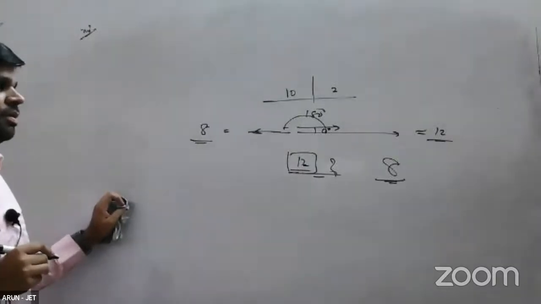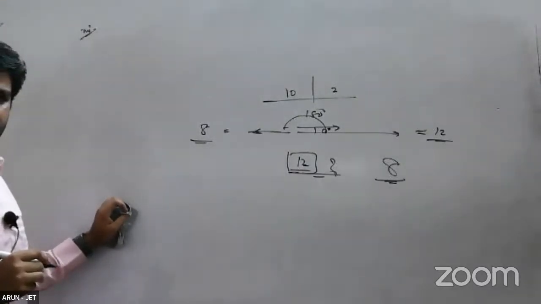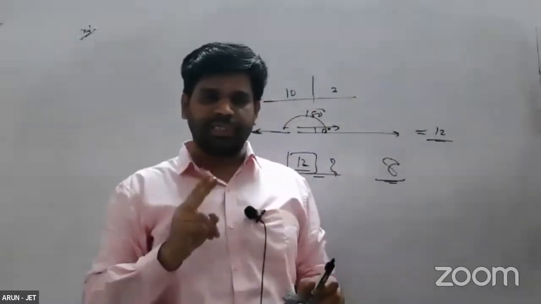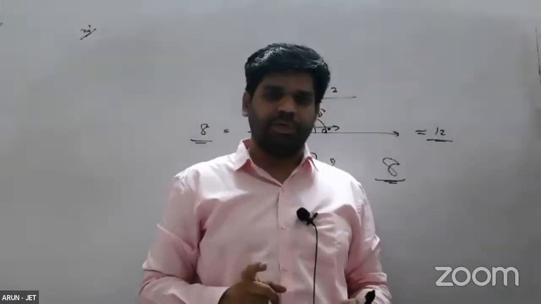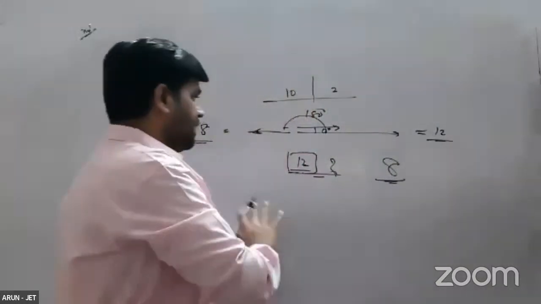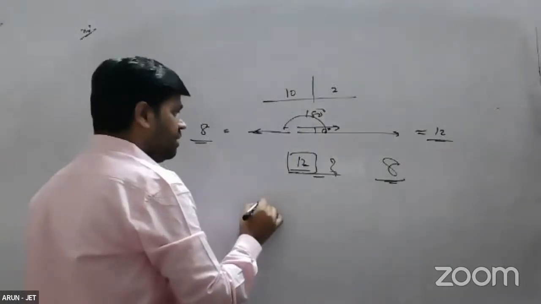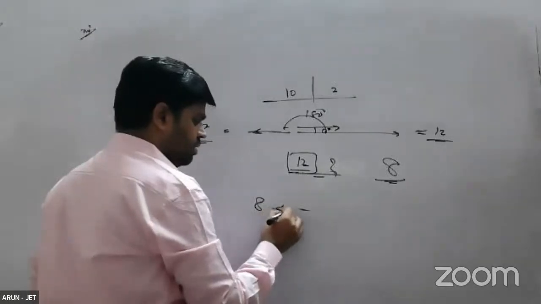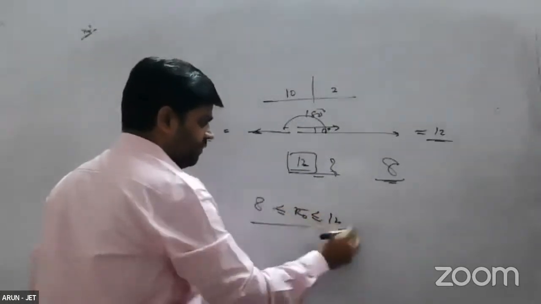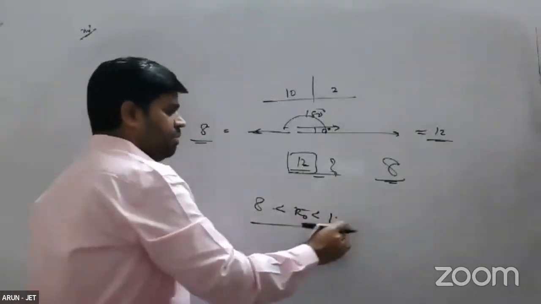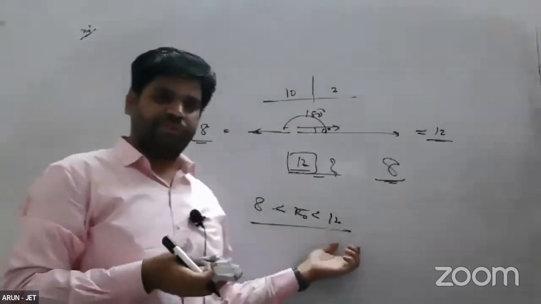Is it clear? See, what I mean to say is, remember, when the two vectors are parallel to each other, you'll get the maximum resultant. And you get the minimum resultant when they are anti-parallel. So the general resultant will always be between 8 and 12. It cannot be less than 8 or more than 12.